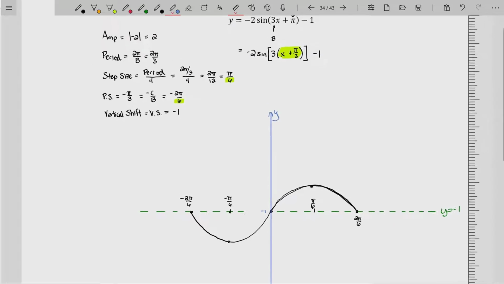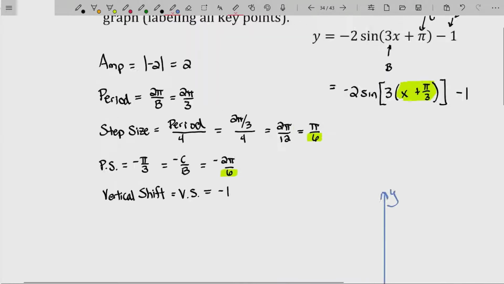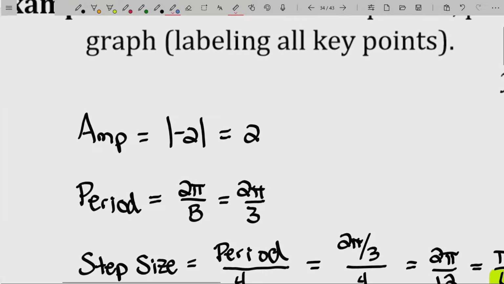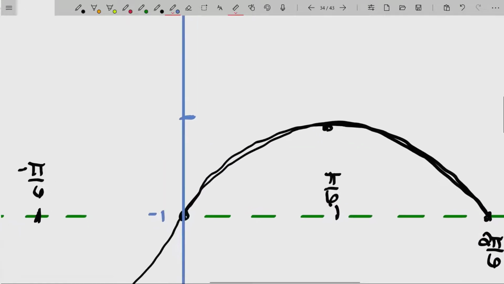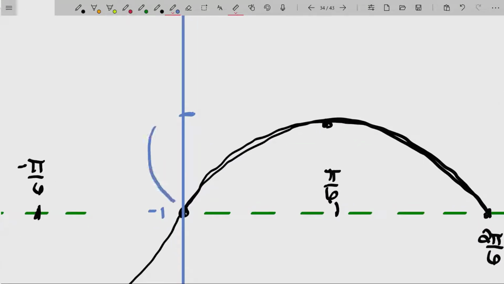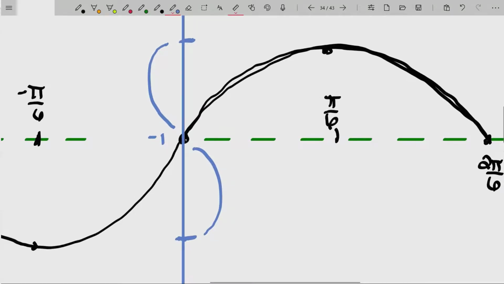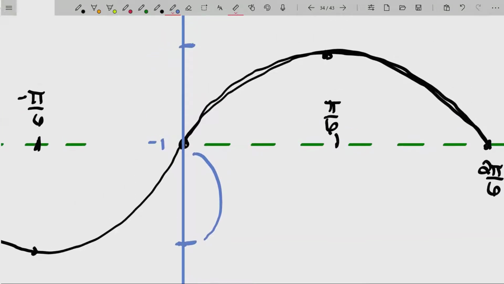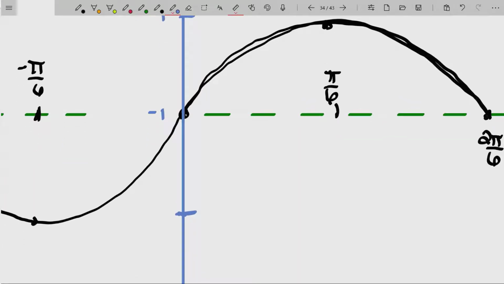And then to get to the maximums and minimums, I will wiggle up and down by the amplitude. The amplitude in this case is 2. So I know that the y values are going to increase by 2 and decrease by 2 to get to those maximums and minimums. That's what the amplitude says. So -1 plus 2 is 1. -1 minus 2 is -3.